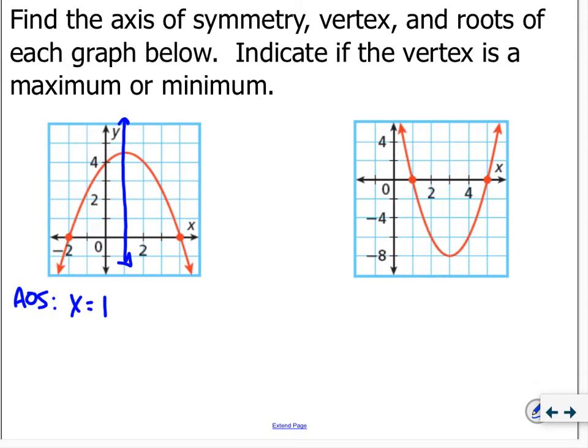And let's see what our vertex is. So we know the vertex then is going to be the point 1 comma something. It looks like I go up 1, 2, 3, 4. What do you think about right about there? About 4.5 maybe? I'll take 4.5. I'm good with that. How about the roots of it?